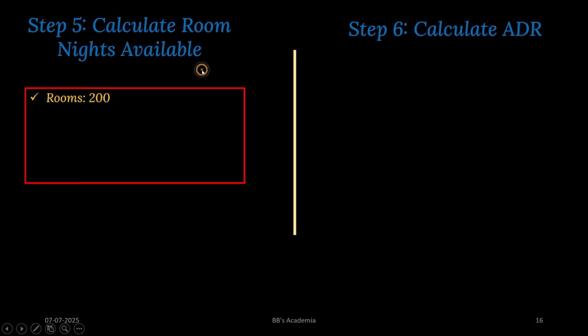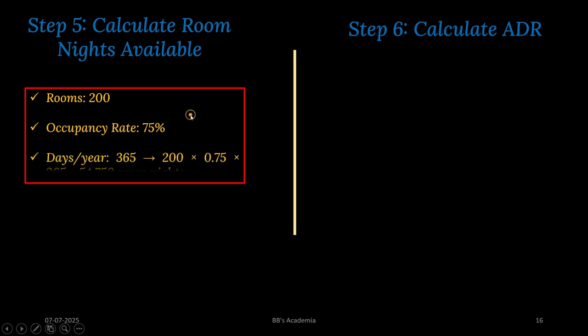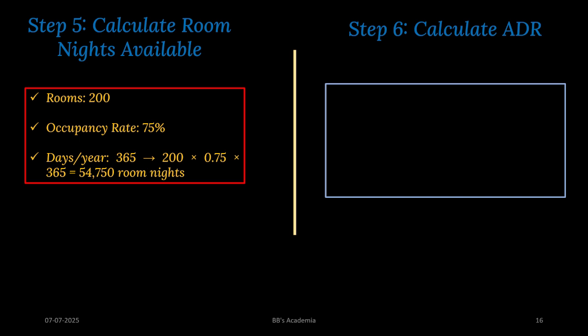Already it was calculated in the question. Total room 200, occupancy rate 75%. Then if you calculate the room nights throughout the year, 75%, this is 54750 room nights. These are room nights calculated already. Now calculate the ADR, the last step.